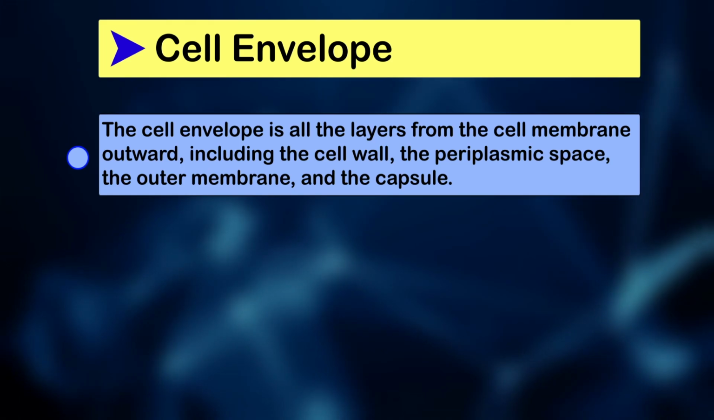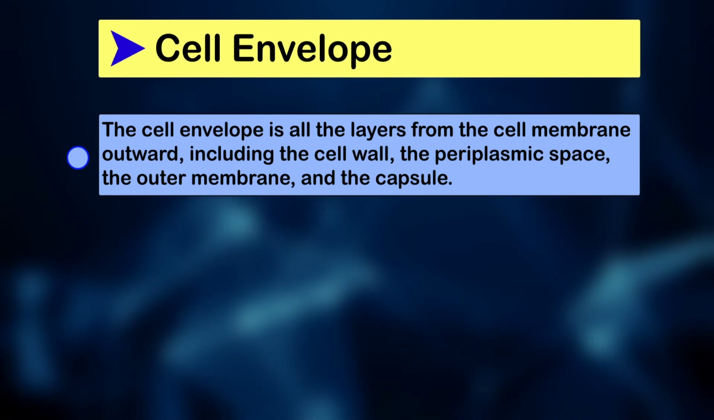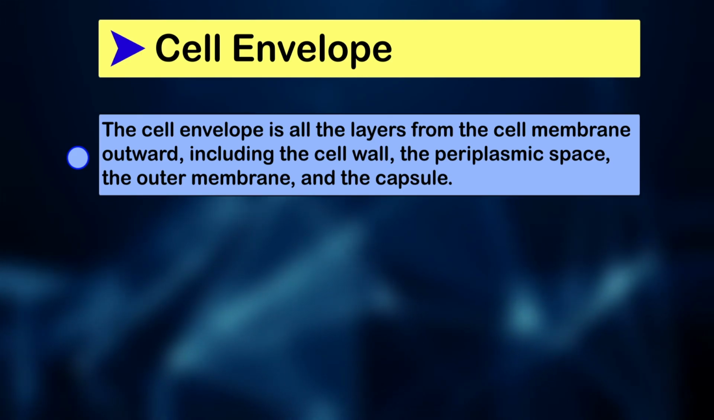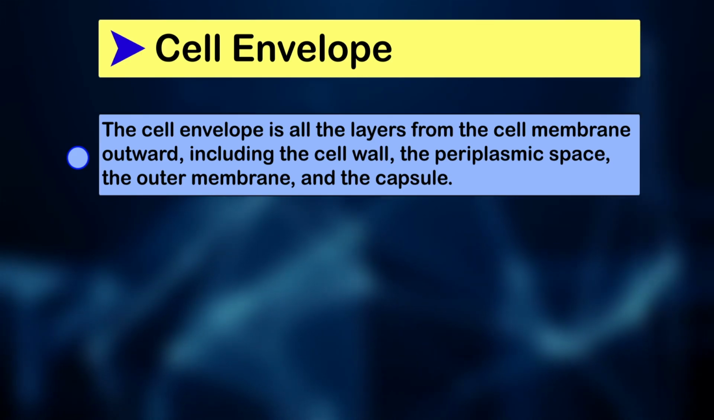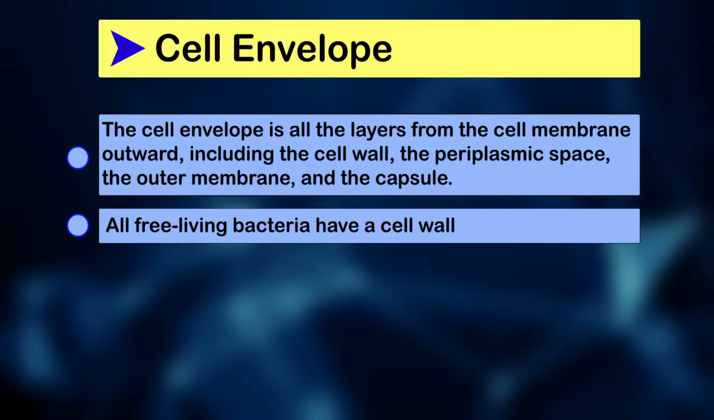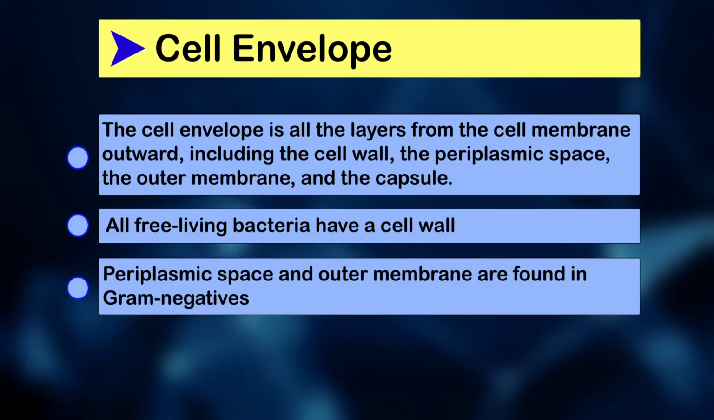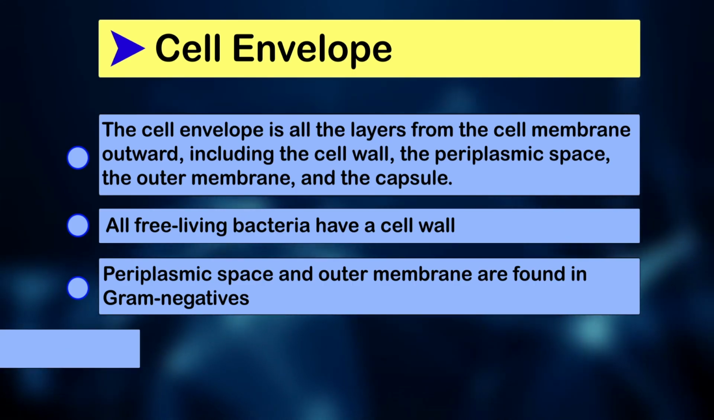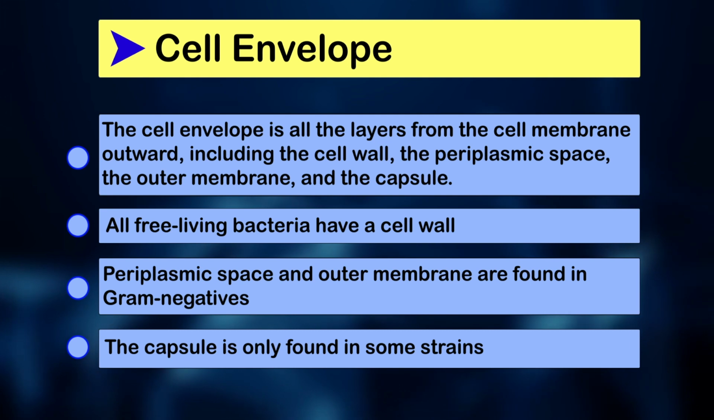Cell envelope. The cell envelope is all the layers from the cell membrane outward, including the cell wall, the periplasmic space, the outer membrane and the capsule. All free living bacteria have a cell wall. The periplasmic space and the outer membrane are found in gram negative bacteria. The capsule is only found in some strains.